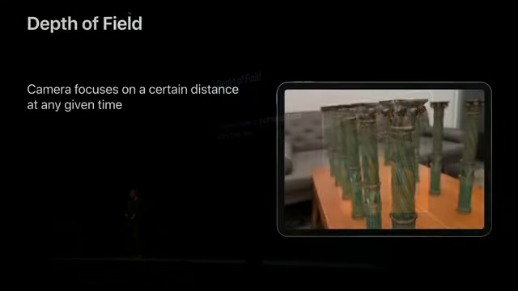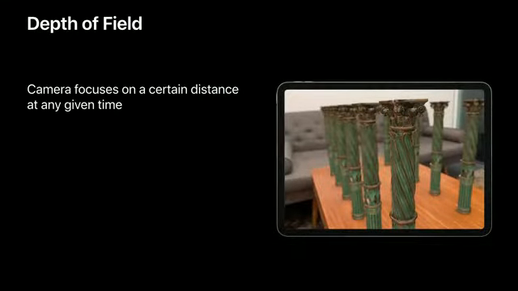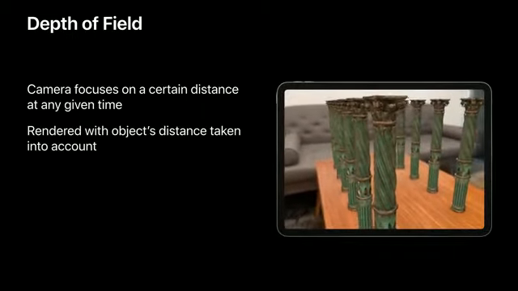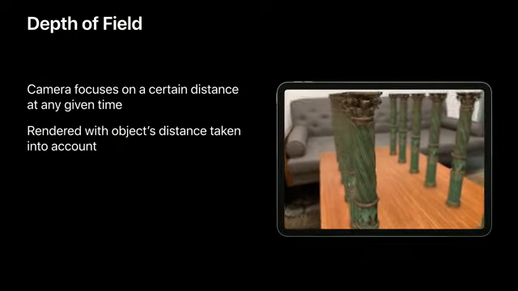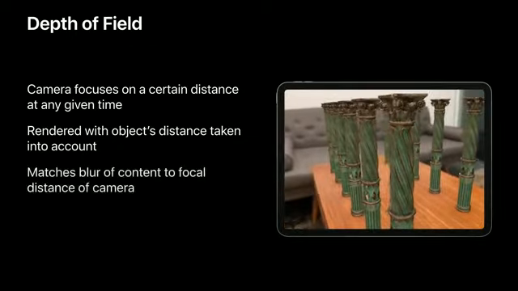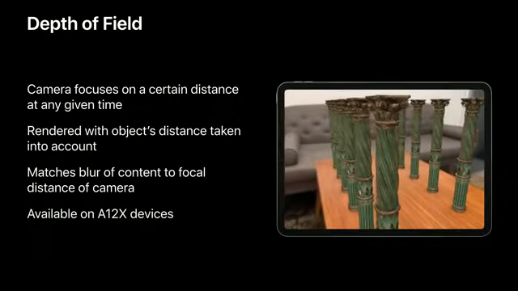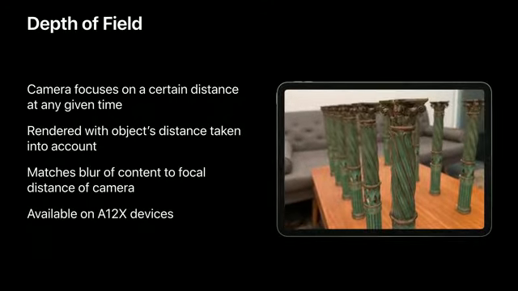Digital cameras can only focus on a certain distance at any given time. Objects closer or further from this distance will look out of focus. Without this effect, all virtual objects will look in focus, which stands out from the camera feed. RealityKit takes the object's distance into account to render it as if it was captured from your camera. And this allows the virtual object to blend in with the rest of the camera feed to make it seem as if it was really there. This is available on all A12X devices.